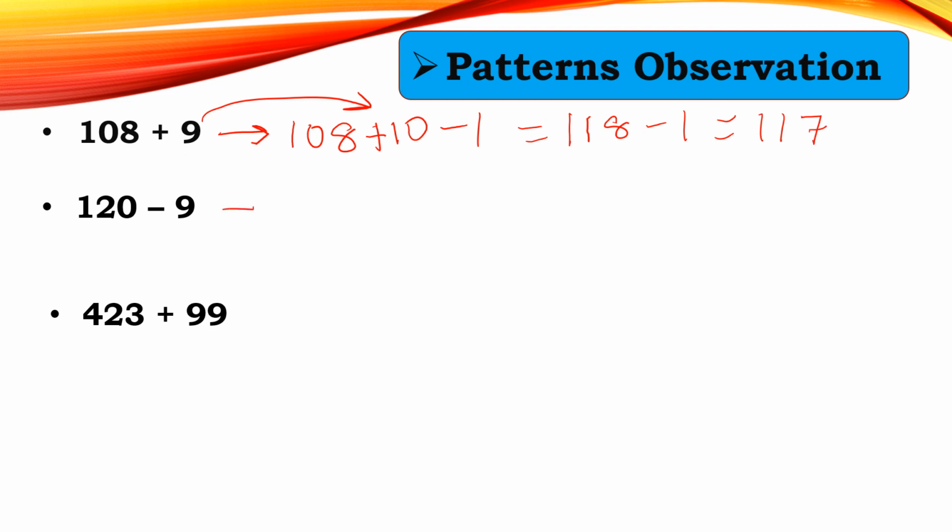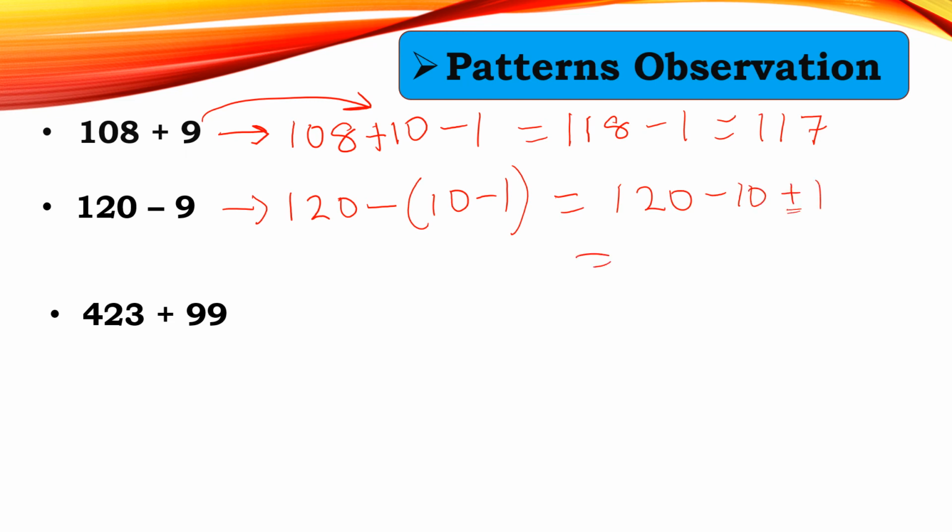How about this? This can be written as 120 minus 10 minus 1. So I get 120 minus 10 plus 1. How am I getting a plus sign here? Because I am going to multiply. I have a minus 1 here. So I am going to multiply minus 1 with 10. I get minus 10. Minus 1 with minus 1. I get plus 1. I am going to open this bracket. What is 120 minus 10? 110 plus 1. I get 111.